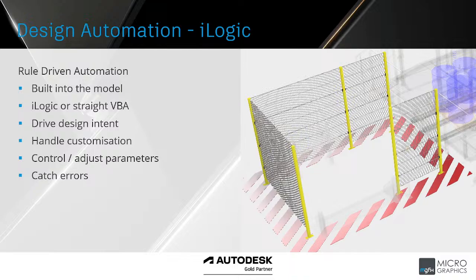A big part of this automation is also to catch errors. If the user says that they want the fence to be 3 meters tall, but your standard height is only 2 meters, you can catch that error and say, sorry, that's over the standard height. You need to reduce the height or create a custom extension. So we can actually catch errors in the design where values go outside of the design intent.